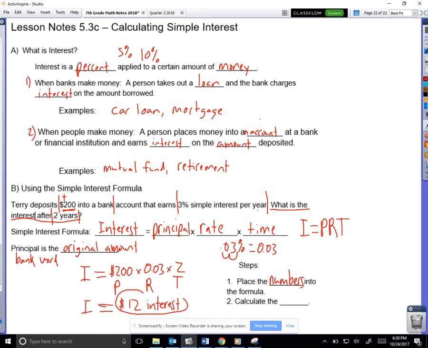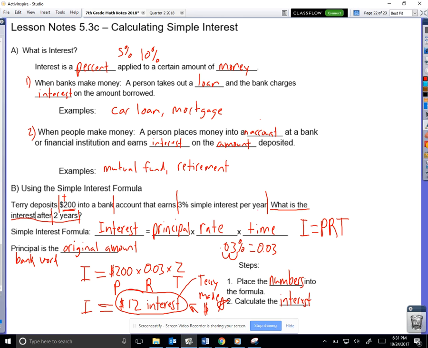Okay, and there is our answer. That is how much money Terry made. She made $12 because she put $200 into the bank at 3% interest. So we just did step number 2. We calculated the interest. Put those 3 numbers into the formula, and that's going to get you the interest right over here.